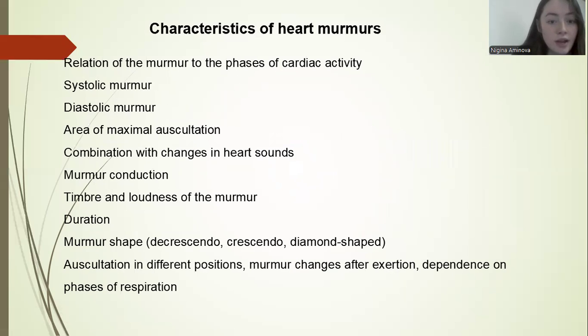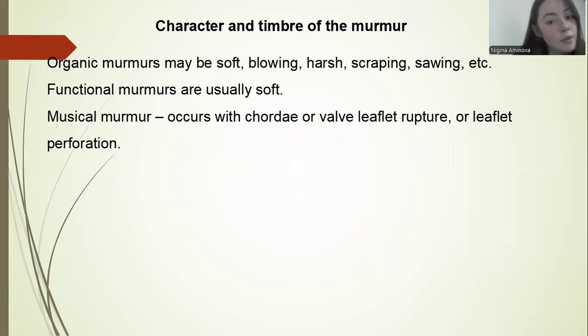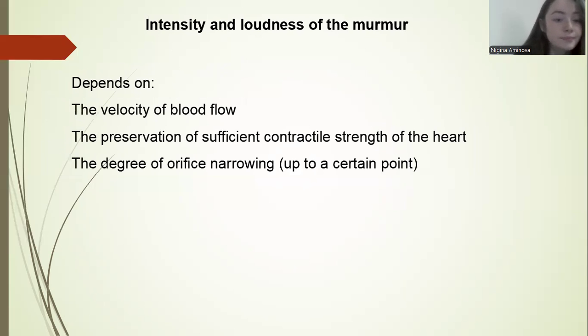Here you can see their characteristics, the same as the previous ones, and character and timbre of the murmur. Organic murmurs may be soft, blowing, harsh, scraping, and soughing. Functional murmurs are usually soft. Musical murmur occurs with the following. Intensity and loudness of the murmur depend on the velocity of blood flow, the preservation of sufficient contractile strength of the heart, and the degree of narrowing.